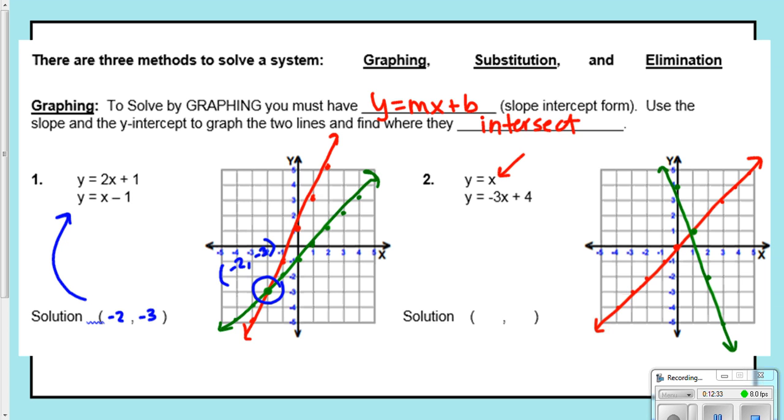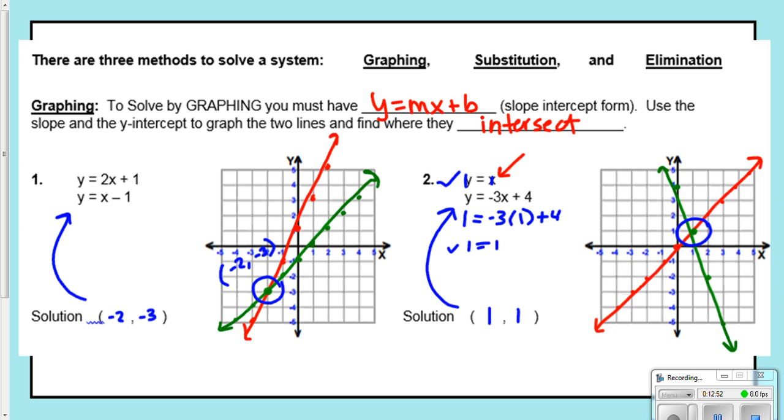There it is. 1, 1. Here's my solution. So again, if you wanted to check these numbers, you could plug them in here. Obviously 1, 1, 1 equals 1. If I plug it in here and here, that's going to work, right? If I plug it in here, 1 equals -3 times 1 plus 4. Well, guess what? 1 equals 1.